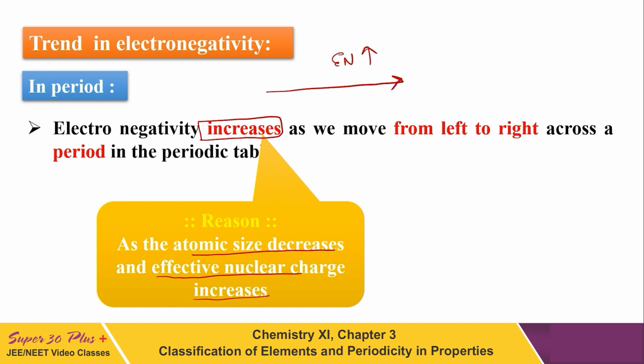That is the reason why in the end of period, just before inert gases, for the halogens, electronegativity is maximum. Just before the inert gases, electronegativity is maximum. This is the reason why.